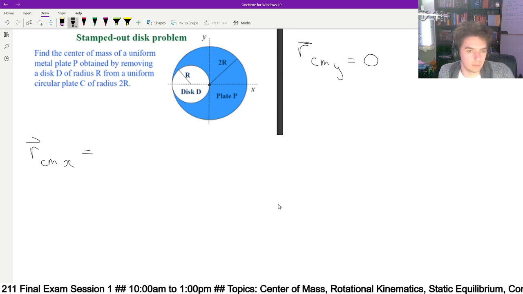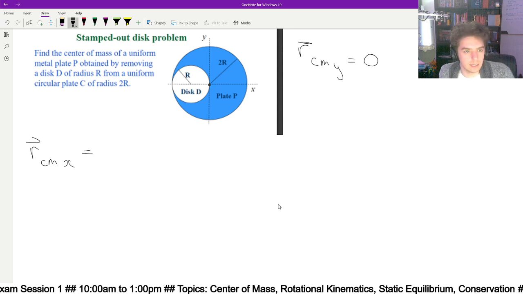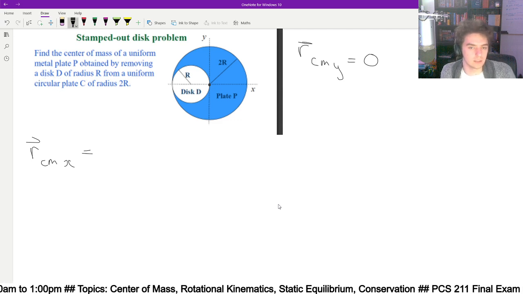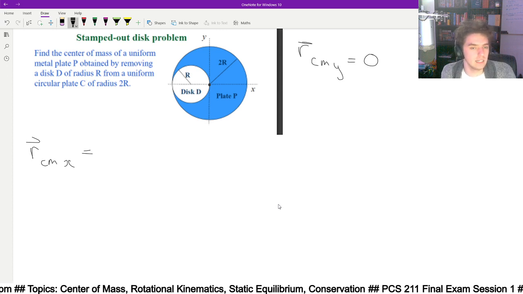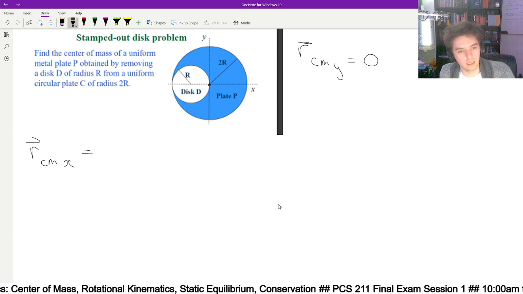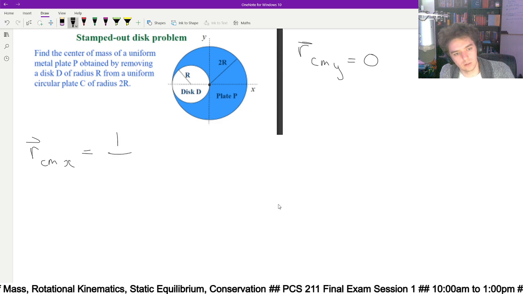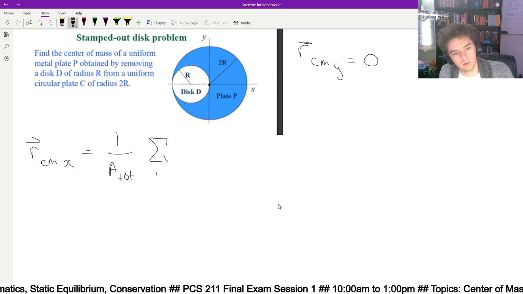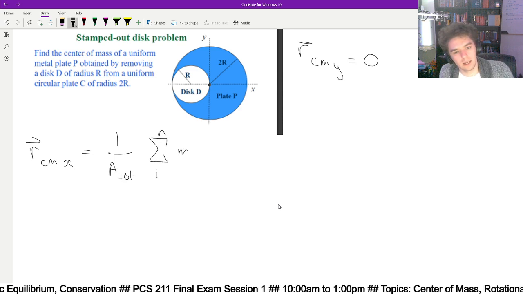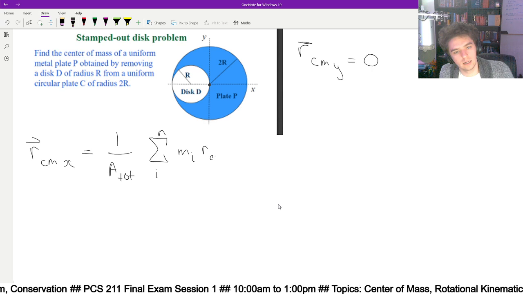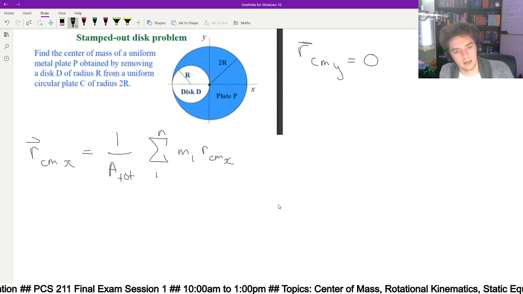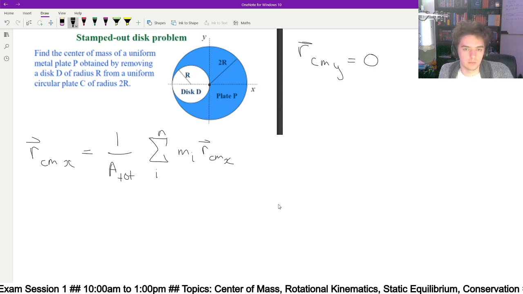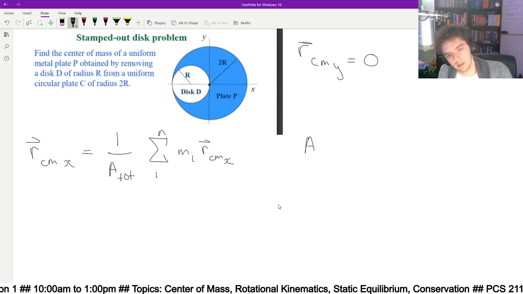So we're going to have to go with areas again, right? Because we don't know any of the mass values. So it is a uniform circular plate, so it's uniform. I assume that means it's uniformly thick, it's uniform density, all that. So that means we can use this formula, right? Which is R_CM,x is 1 over the total area times the sum from i to N of m_i R_CM,x. Okay, well, what's our total area? Well, it's the area of the two pieces put together. So area total.